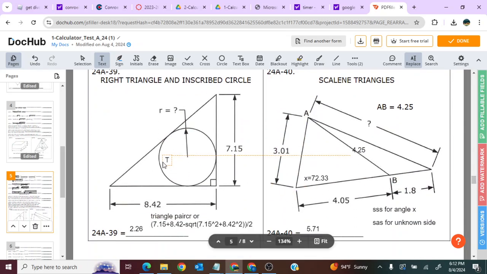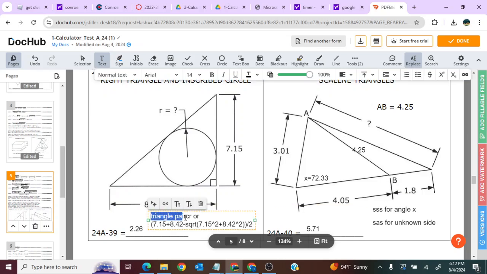39. You need to find the radius of an inscribed circle. You can use the triangle. Just use the Pythagorean theorem to find this side. You can also use the actual equation for the inscribed radius of a right triangle: add the two sides, subtract the hypotenuse, and divide by 2. Regardless of the method, you will get an inscribed radius of 2.26.